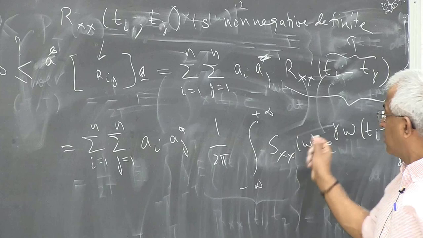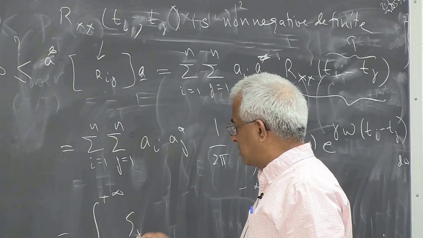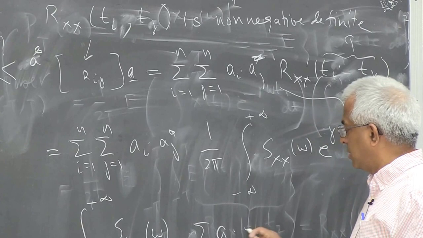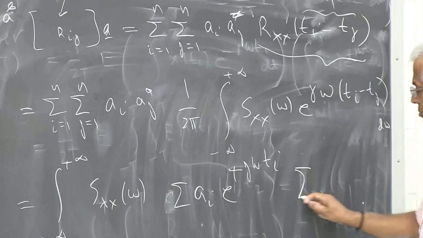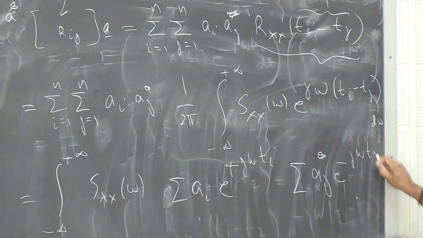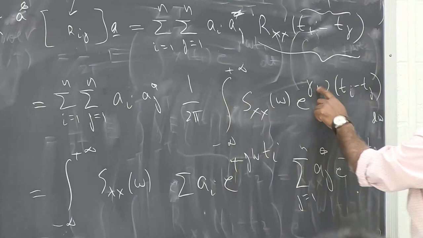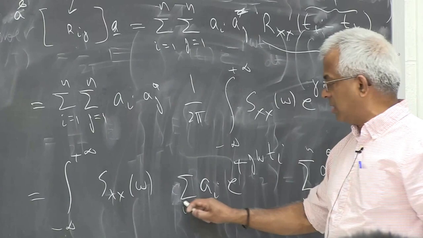See, I can write this as integral S_XX(omega), summation a_i e raised to j omega t_i. Then I have summation a_j star e raised to minus j omega t_j, right? Summation a_i e raised to j omega t_i. But look here, this is the complex conjugate of this. This is i equal to 1 through n.